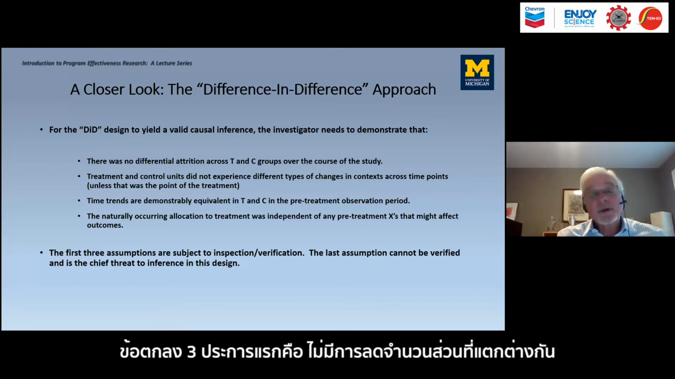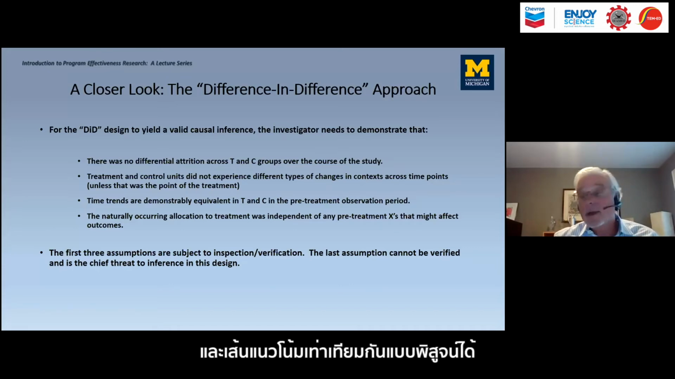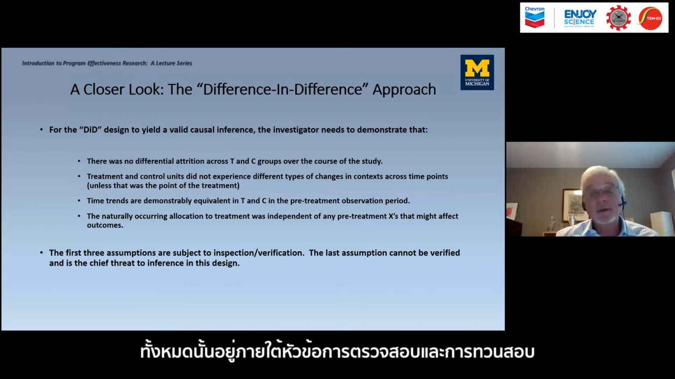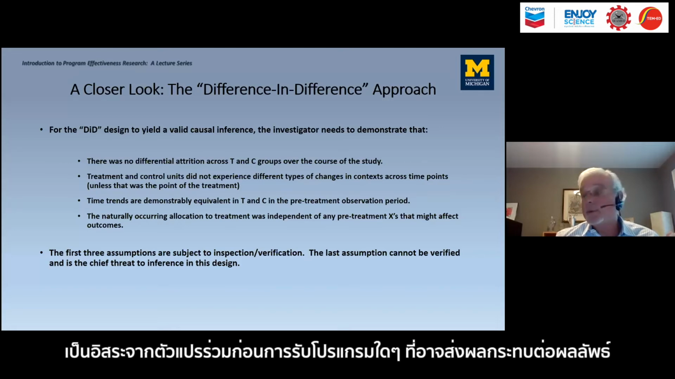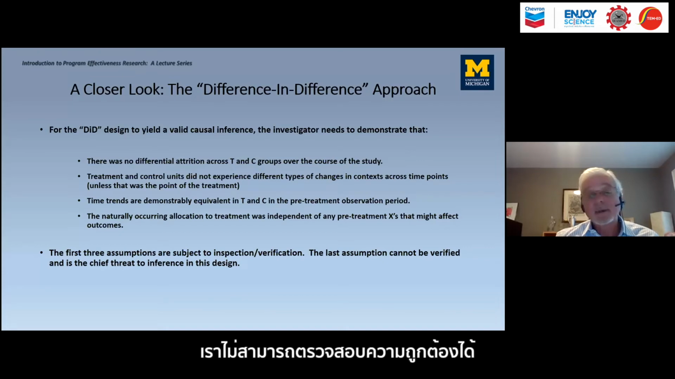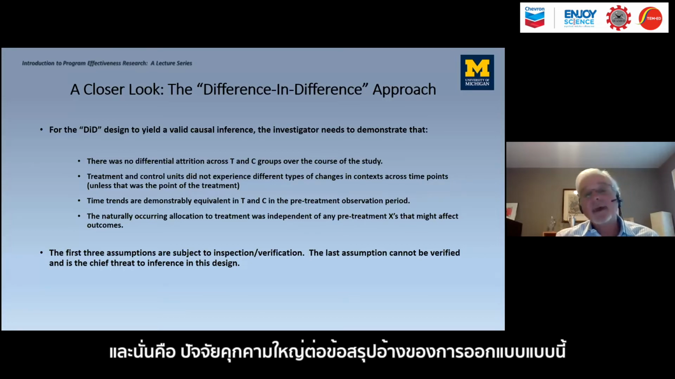Now, the first three assumptions, that there's no differential attrition, that they didn't experience different context, that the trend lines are demonstrably equivalent, those are all subject to inspection and verification. But the last assumption, that in fact we have assured that allocation to treatment is independent of any pre-treatment covariates that might affect outcomes, we can't really verify that because we don't have any knowledge of all the pre-treatment covariates, and that's the chief threat to inference in this design.